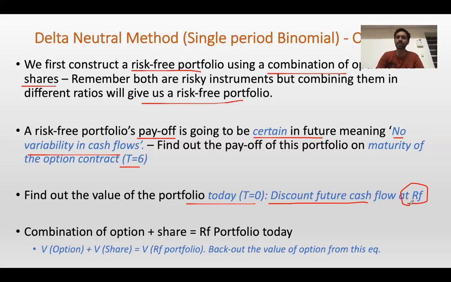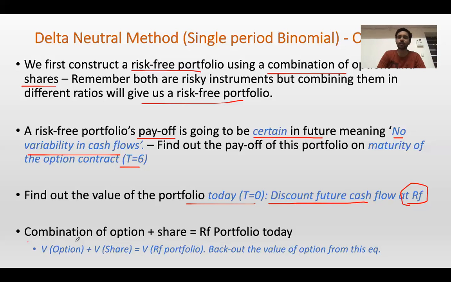So what we essentially did was, one, we constructed a risk-free portfolio using a combination of shares and options. We found out the payoff of that portfolio at t equal to 6. Why did we choose t equal to 6? Because that is the maturity of the option. We discounted that payoff, which is standing at t equal to 6, into today's terms to find out the value of the portfolio today. The value of the portfolio today is nothing but the present value of future cash flows, right? The future cash flow is a certain cash flow standing at t equal to 6. Therefore, by discounting it, you're calculating the value of the portfolio today.